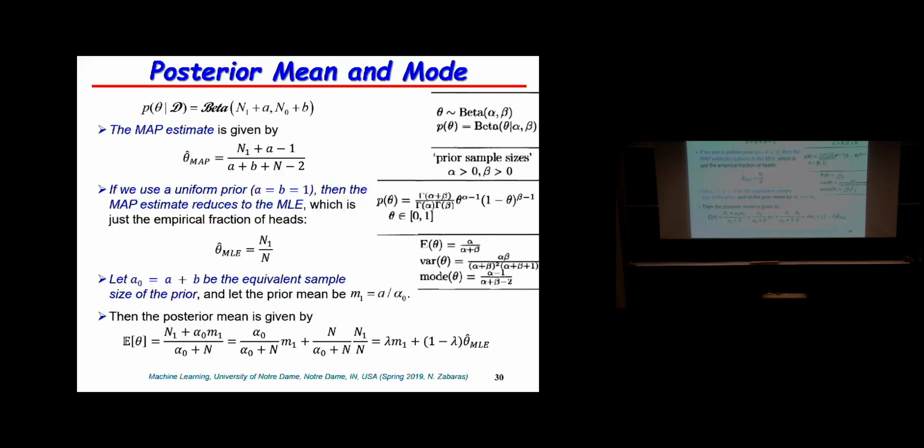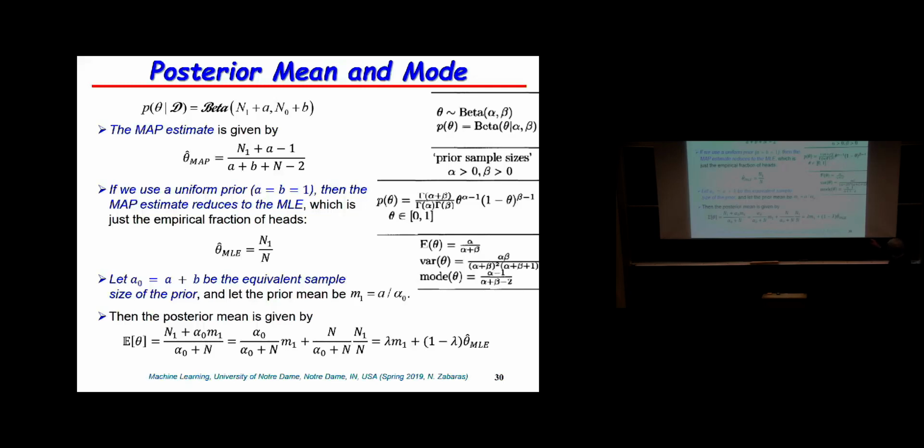So that's one interesting aspect. The other aspect is if you try to calculate the expectation of this posterior. The expectation here, you see, is alpha divided by alpha plus beta. That's a good formula to know. So it's n1 plus alpha, and I define m1 to be alpha divided by alpha 0.